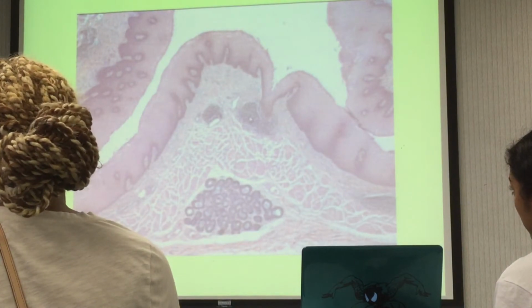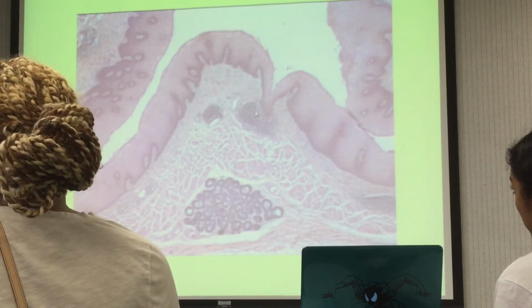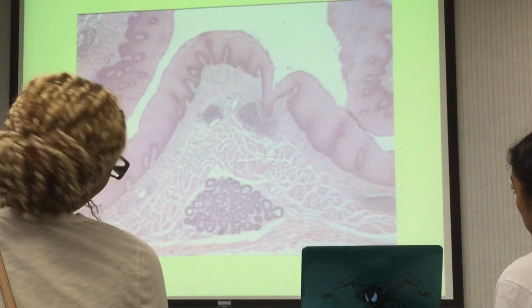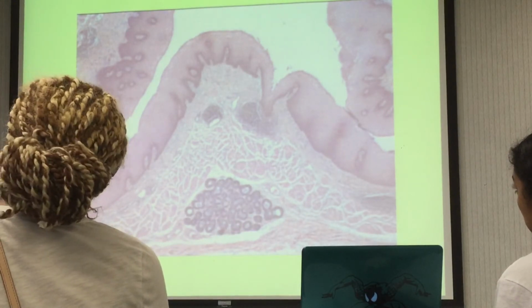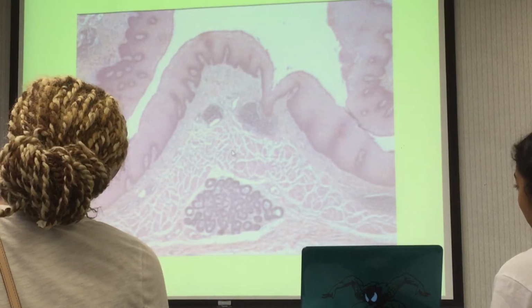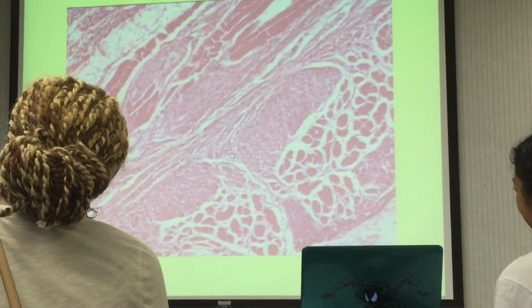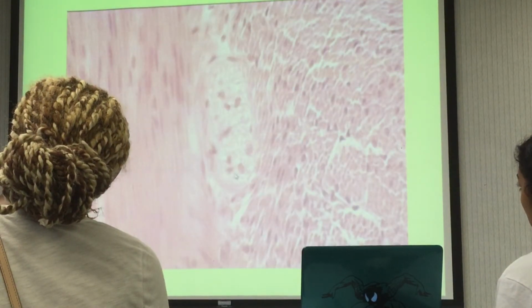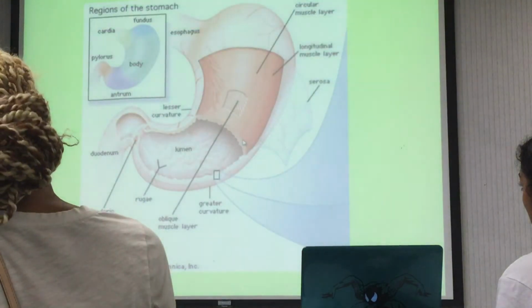So what is this thing? Lymphoid nodule. Excellent. What is here? Muscularis mucosae. This is the parasympathetic ganglion, which belongs to the internal nervous system.